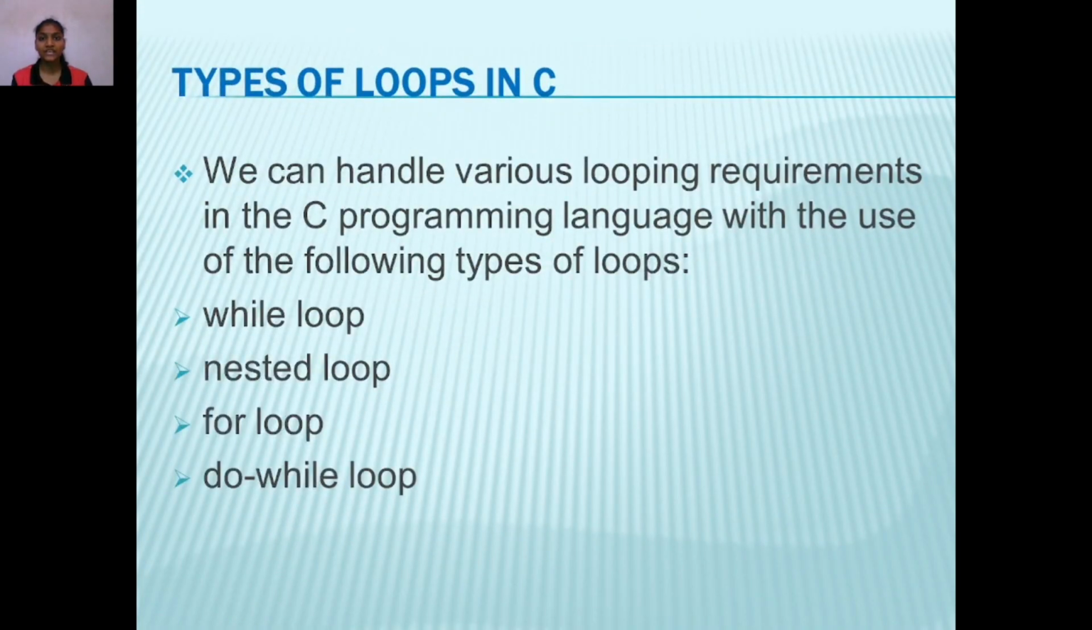Types of loops in C. We can handle various looping requirements in the C programming language with the use of the following types of loops: while loop, nested loop, for loop, do while loop.